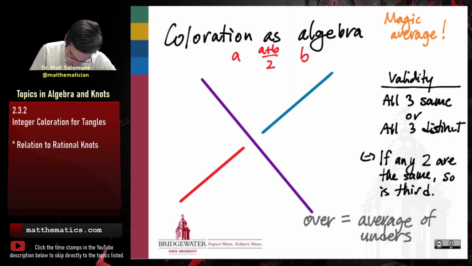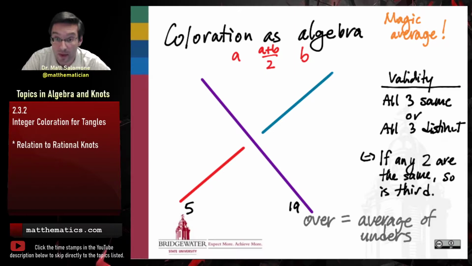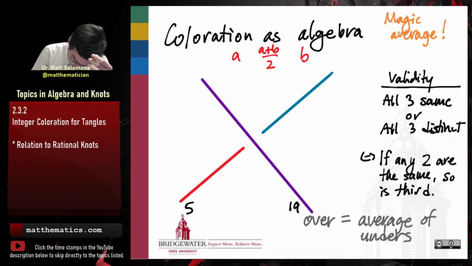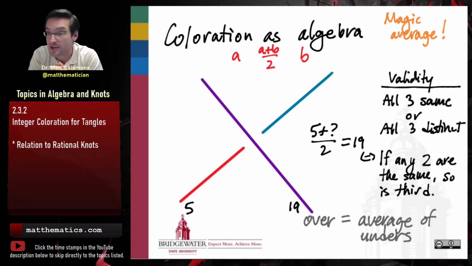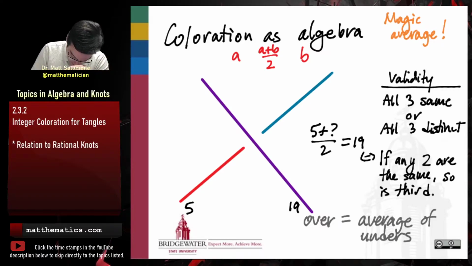And so, for example, if I started again with 5 and 19, the way that I did before, then to find the number that I would associate to this other undercrossing here, I would just have to say, well, 19 is the average of 5 with what? Right, so 5 plus what over 2 is equal to 19. And so I would just grind this out. 19 times 2, 38. Subtract 5, and I get 33.